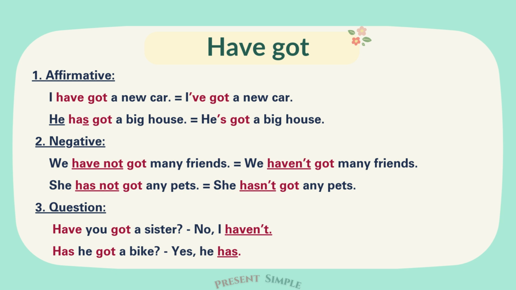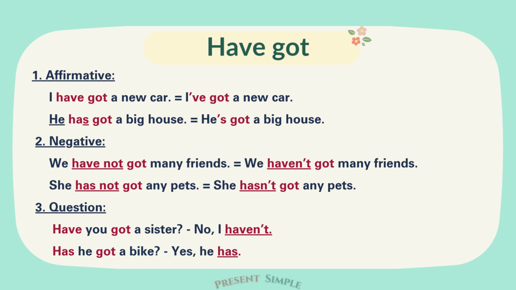For the negative and question forms, we use only have got or has got instead of do and does. In the negative, we add not to have. For example, we have not got many friends, or we haven't got many friends. She has not got any pets, or she hasn't got any pets. And to make a question, we just put the subject between have and got. And we use only have plus not, or has plus not for the short answers.